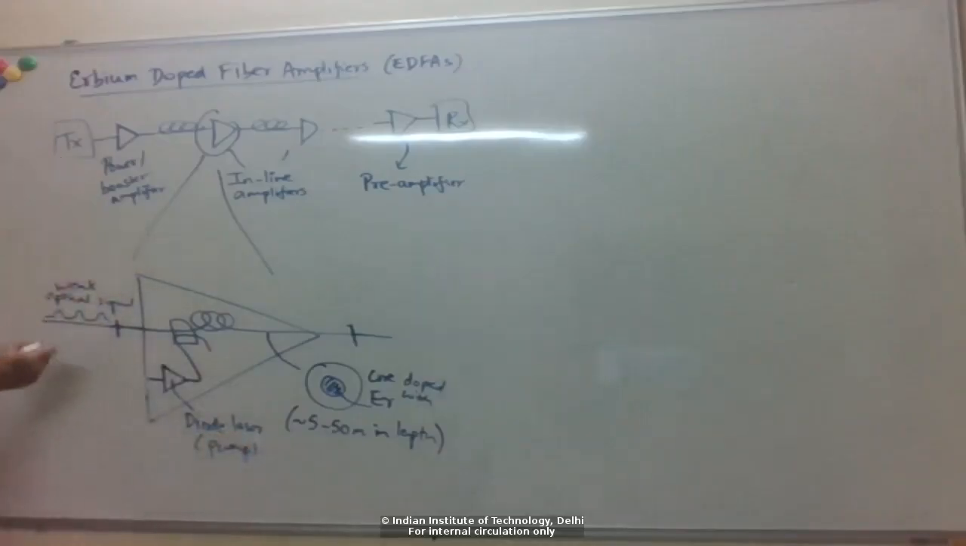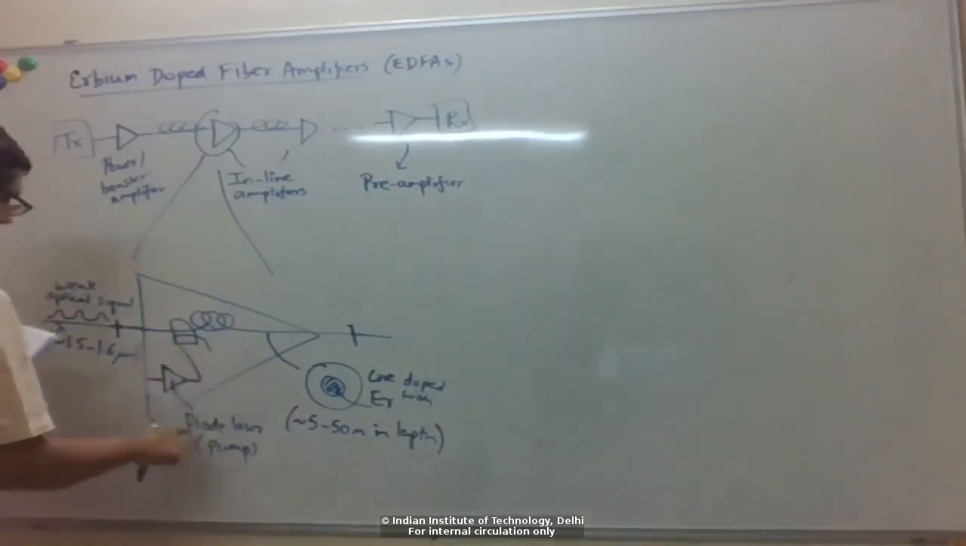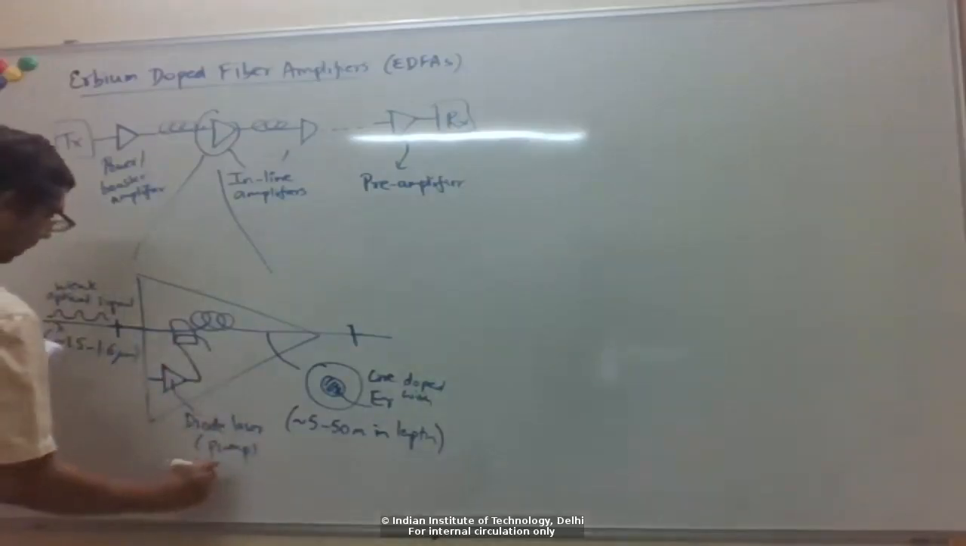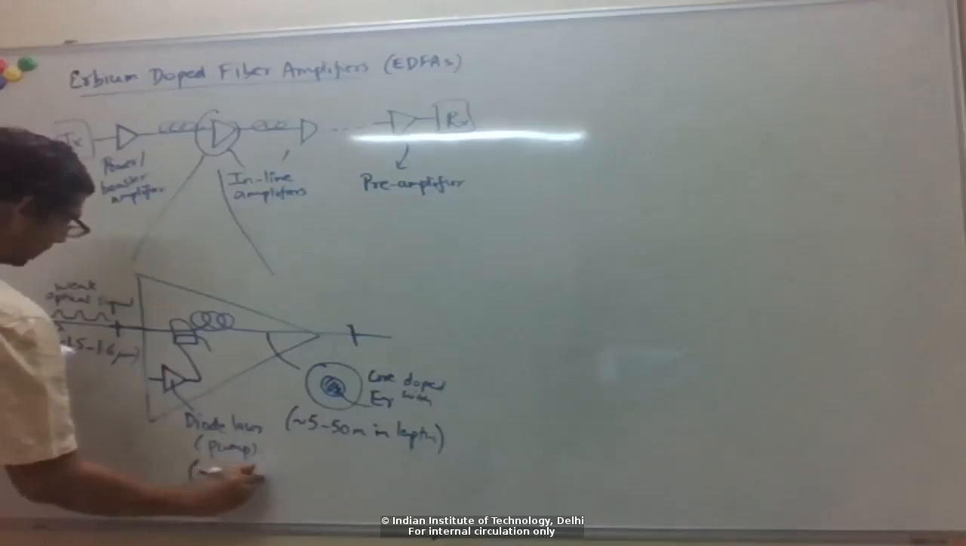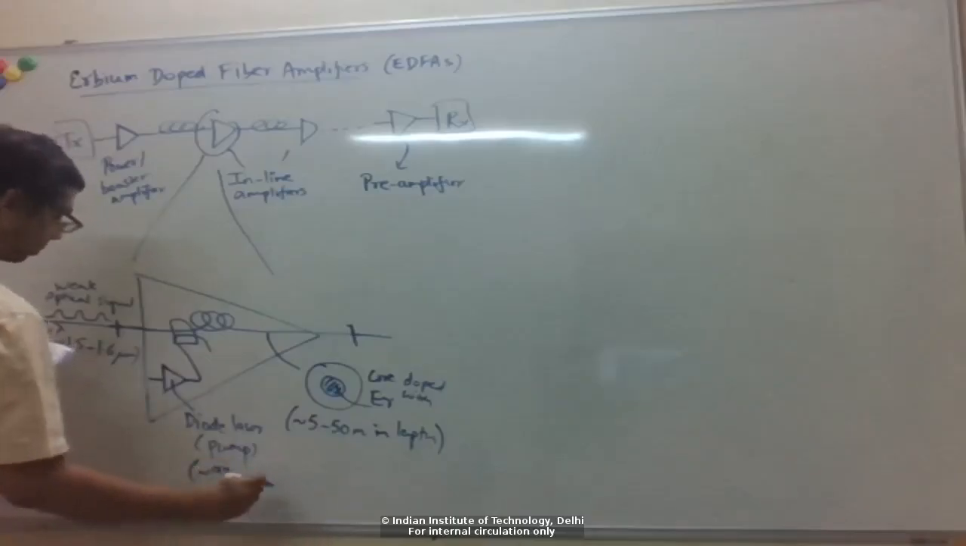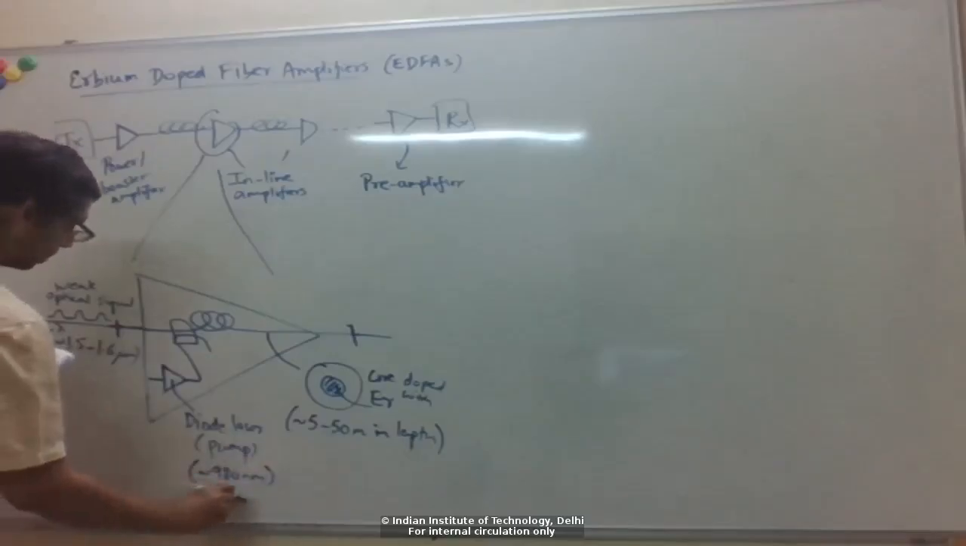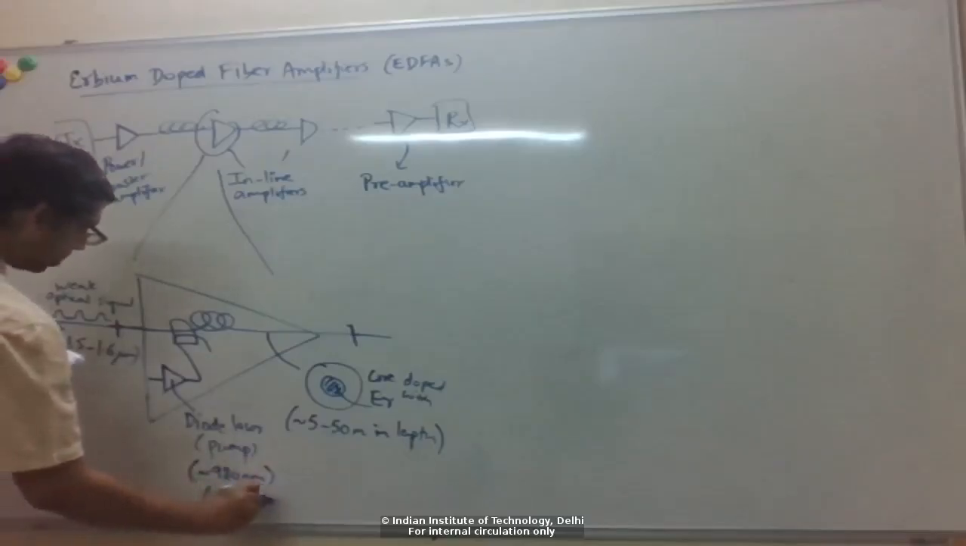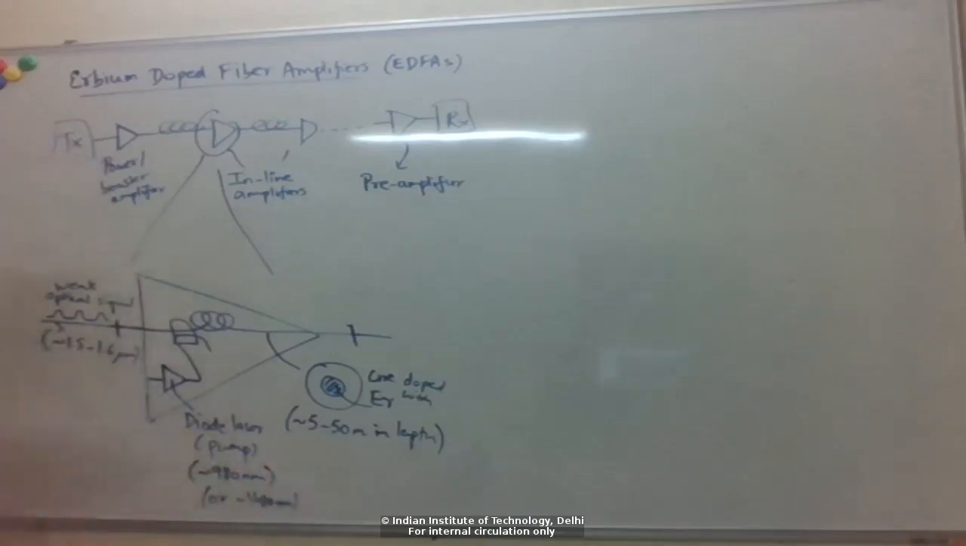So the optical signal is in the telecom wavelength range. Typically for EDFAs, the wavelengths are between 1.5 and 1.6 microns, right? So there's a pump laser in here, and typically the pump wavelength is at 980 nanometer. Okay, or sometimes 1480 nanometer is also used, but 980 nanometer is more popular. So we'll see why.